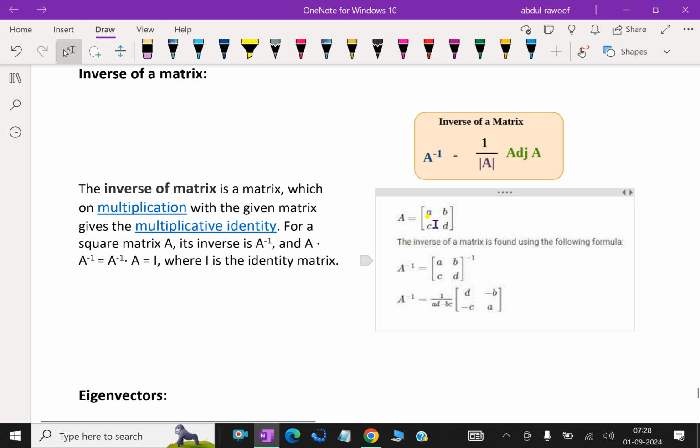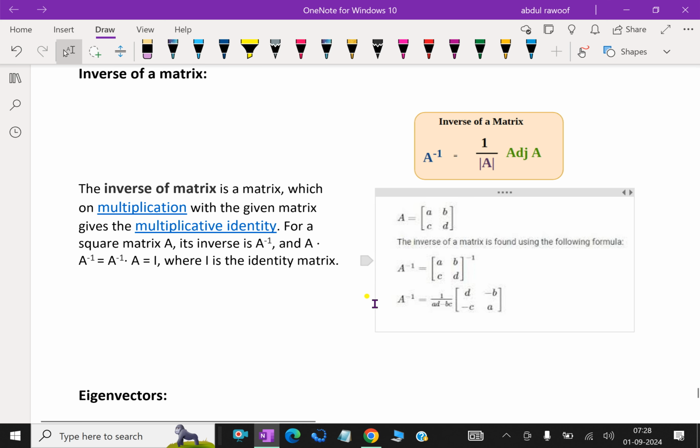Look here. Here matrix A of 2 into 2 order is a, b, c, d. The inverse of this matrix can be written as A inverse, that is equal to [a b; c d]^-1, which is equal to 1 by determinant, where the determinant is ad minus bc, multiplied by the matrix in which we interchange the diagonal elements of the principal diagonal, that is d comes here, a comes here, and change the sign of the other elements, that is b becomes minus b, c becomes minus c. This is the easiest way to find the inverse of a 2 into 2 matrix.